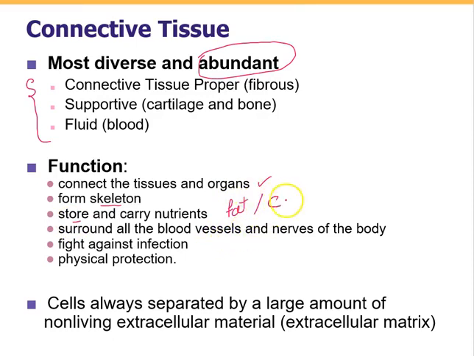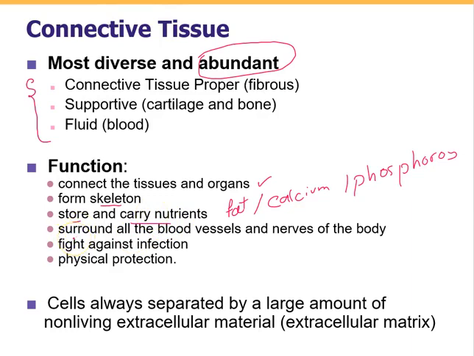As bone, it can store calcium and phosphorus. And also it's able to carry nutrients because our blood is a connective tissue, so it can carry the nutrients in our blood vessels.